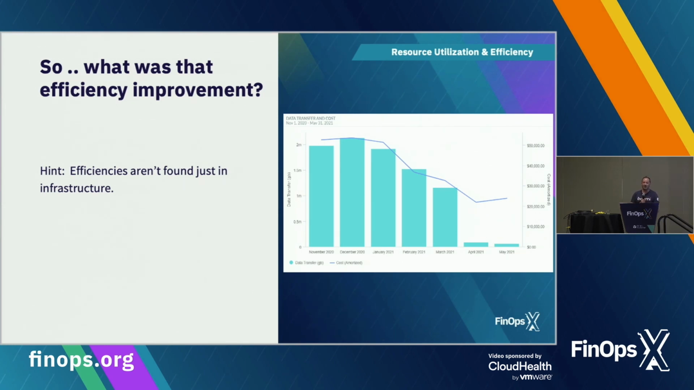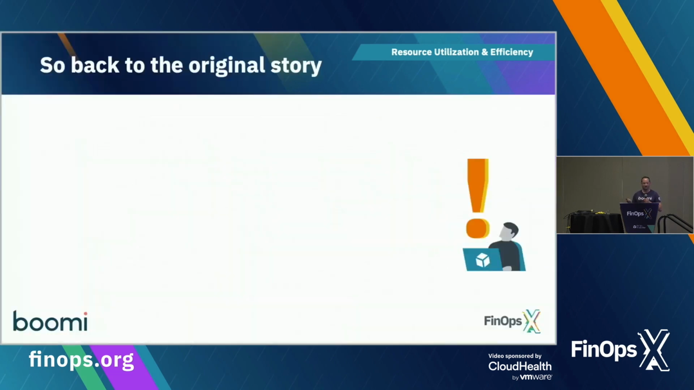And we actually made an efficiency increase by changing how we were sending the data, which led to basically a hockey stick drop in data. And what you're seeing is the cost go down, that's the blue line, and then you're seeing the gigabytes transferred, which became almost nothing. So let's go back to the original story.